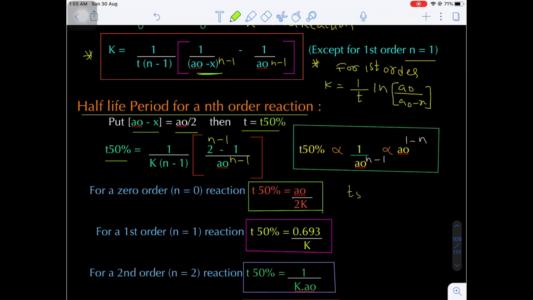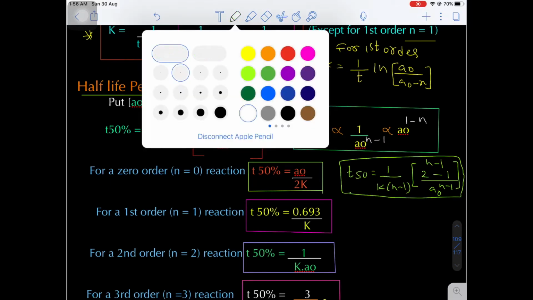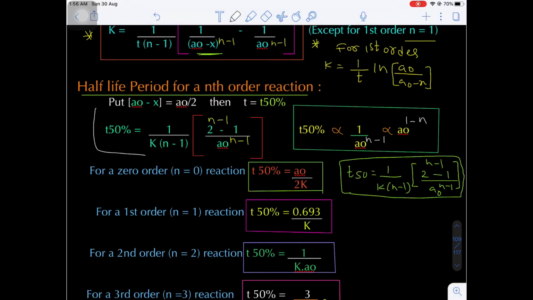So finally, t50 will be equal to 1 by k into (n minus 1), into (2 to the power n minus 1, minus 1), whole divided by the initial concentration of reactant a naught to the power n minus 1. Are you getting my point? So this is a very important expression regarding the half-life period for an nth order reaction. This is a very useful expression regarding the half-life of nth order kinetics.